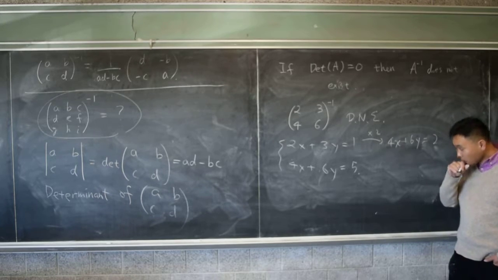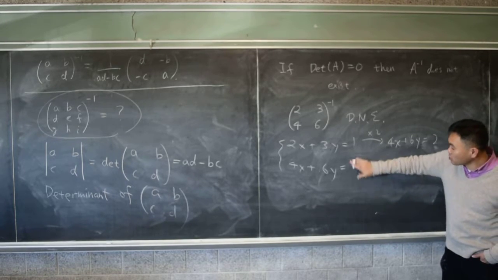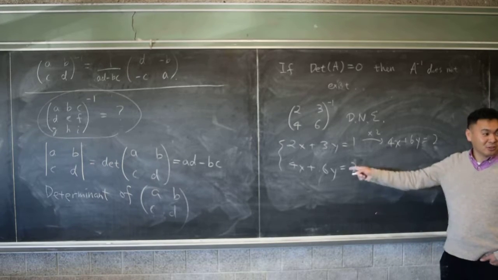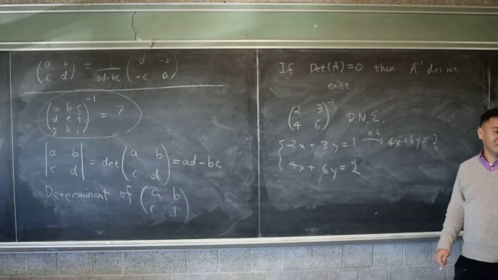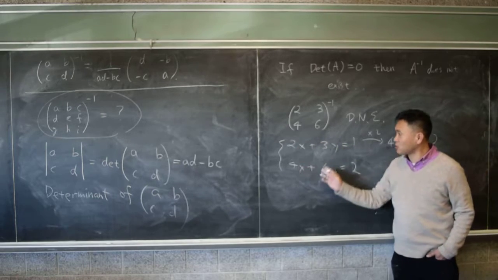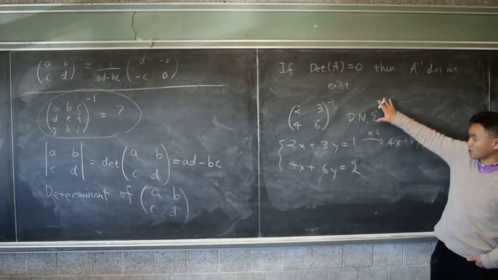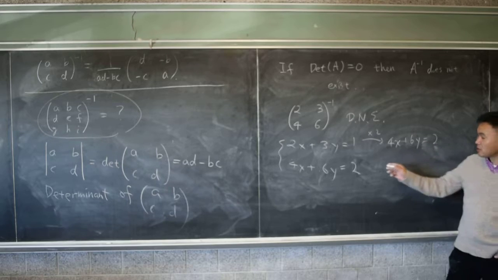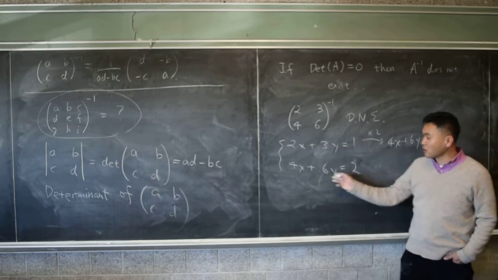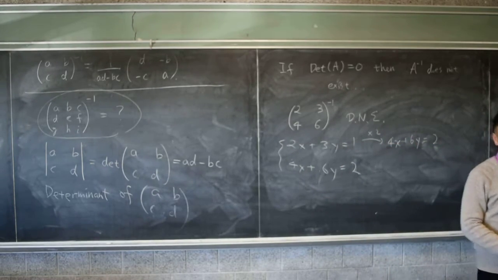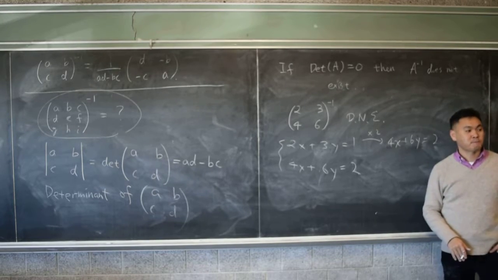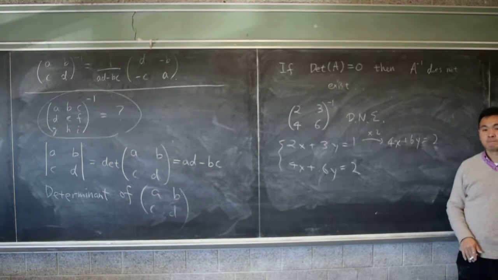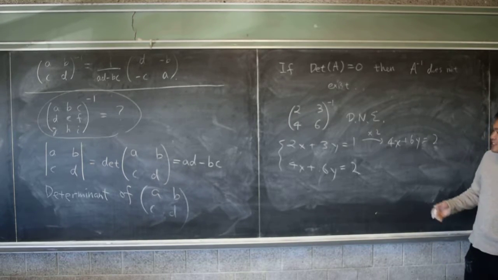Okay? Now, what if this was 2? Then they're saying the same thing. What does that mean? The determinant of this matrix is still 0. We're still on this case. I'm talking about this system. What can you say about this system?